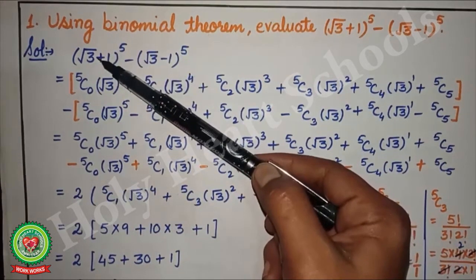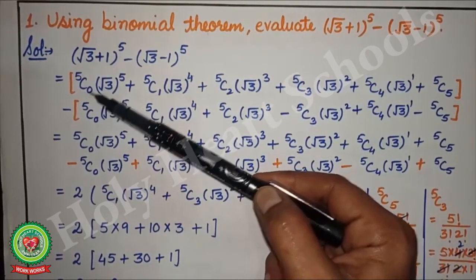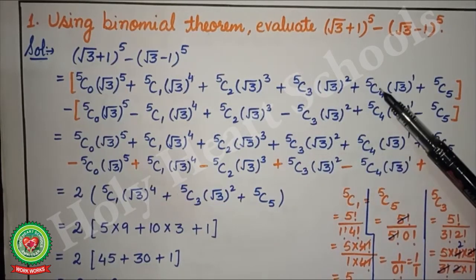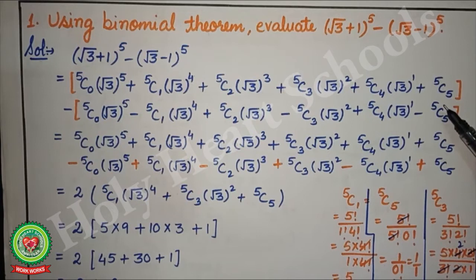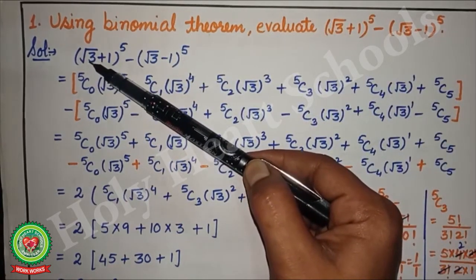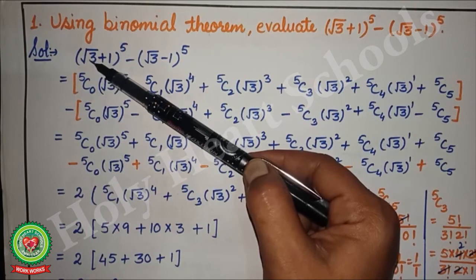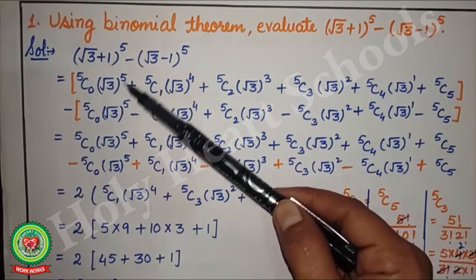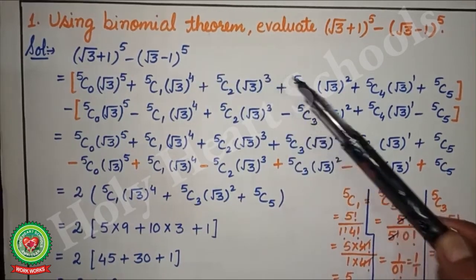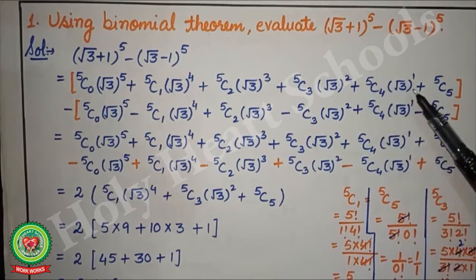So we'll start with the first. It is 5C0, then 5C1, 5C2, 5C3, 5C4 and 5C5. We have written the binomial coefficients. Now, next start with the first term, that is a. As we know, the power of a goes on decreasing. So, the first term is root 3 raised to power 5, then root 3 raised to power 4, root 3 raised to power 3, then root 3 raised to power 2, root 3 raised to power 1, and in the end its power is 0.